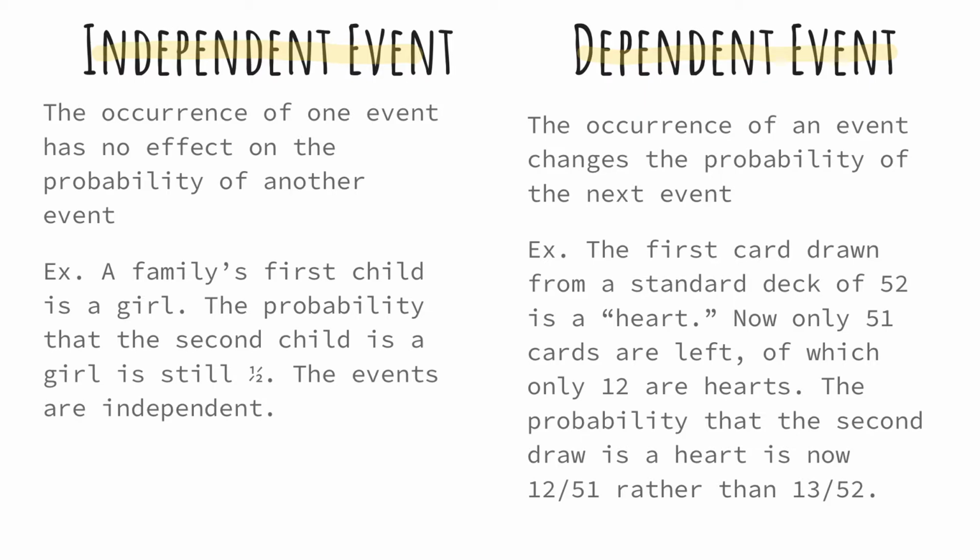Now, dependent means that the occurrence of an event changes the probability of the next event. So here's an example. The first card drawn from a standard deck of 52 is a heart. Now there's only 51 cards left, of which only 12 of them are hearts. So the probability that the second draw is a heart is now 12 out of 51 rather than 13 out of 52 because it depends on the first one. Since the first one was a heart, that changes the results for the second draw.